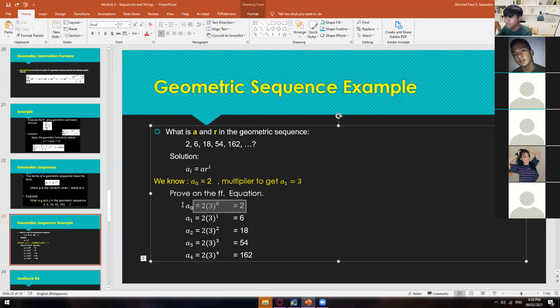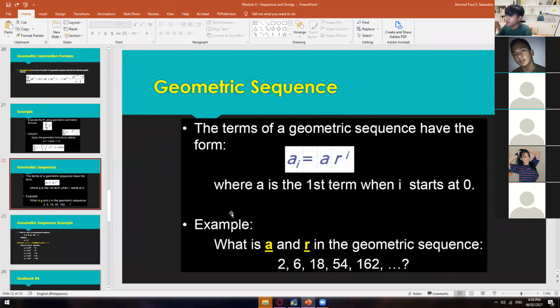So for the first value, we have here 2. And then for the second term, which is a sub 1, is 6. And then the third term, which is a sub 2, is 18. As you can see, whatever is your I here is the same with your I on your exponent. A sub 2, 2. A sub 3, 3. A sub 4, 4. And then just solve this one. So 2 times 3 raised to 4 is equal to 162. And so on and so forth. So from here we have proven that your A here is 2, and then R here is 3.